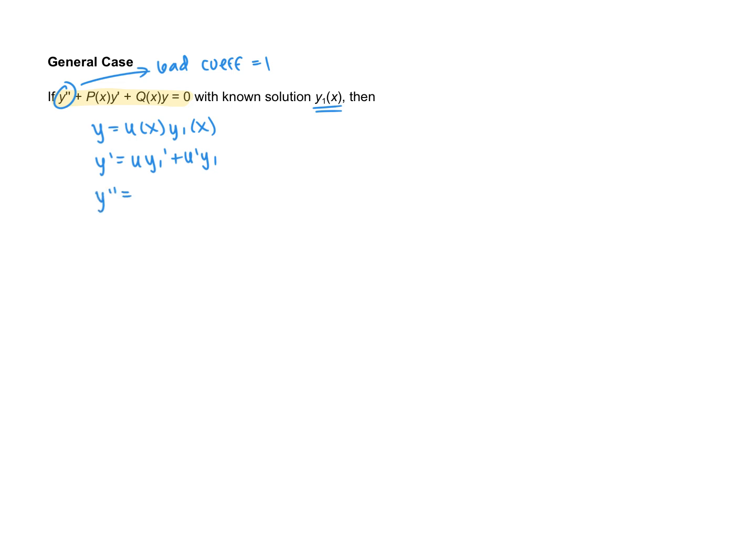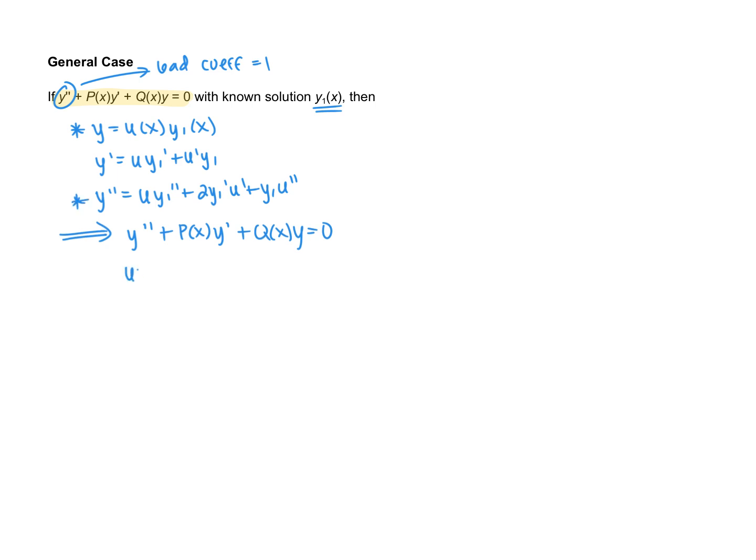Taking the derivative again to get the second derivative, we get u times y1 double prime, add 2 y1 prime u prime, add y1 u double prime. So all I did is I differentiated, but then I combined the like terms because we know about what we're going to get. If we return back to our equation, y double prime, add p of x times y prime, add q of x times y is equal to 0, and we substitute in our y and our y double prime.